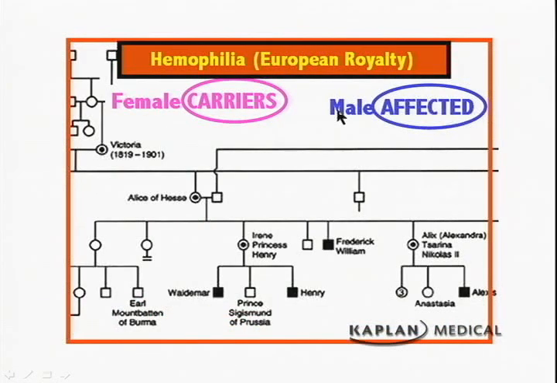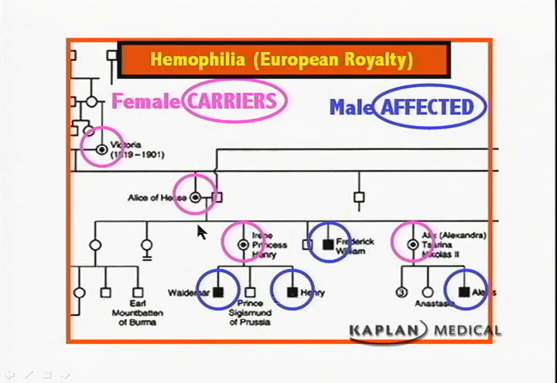But if we look at the rest of the pedigree, we see that this is Queen Victoria, this is her daughter, and these are her granddaughters, and they were both carriers. And these are the affected children. And you can see how many of these. Some of these included the sons of the czars of Russia.